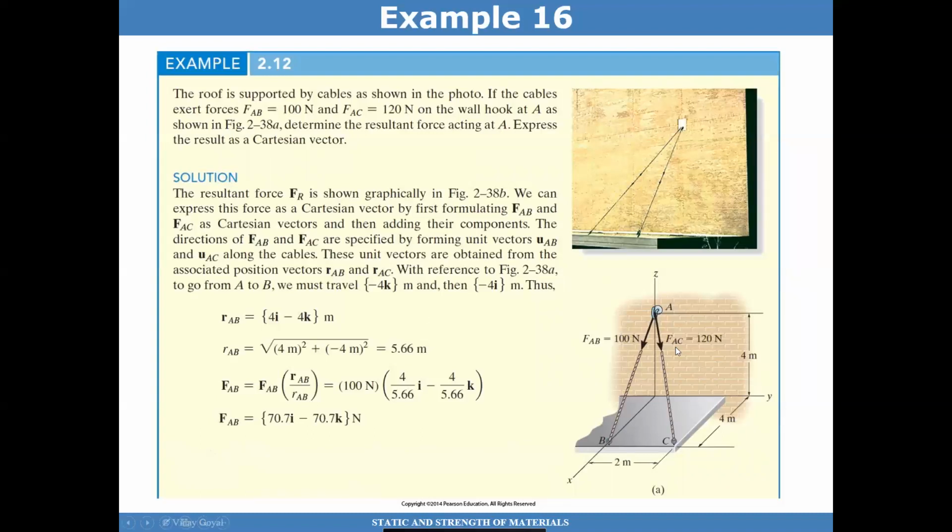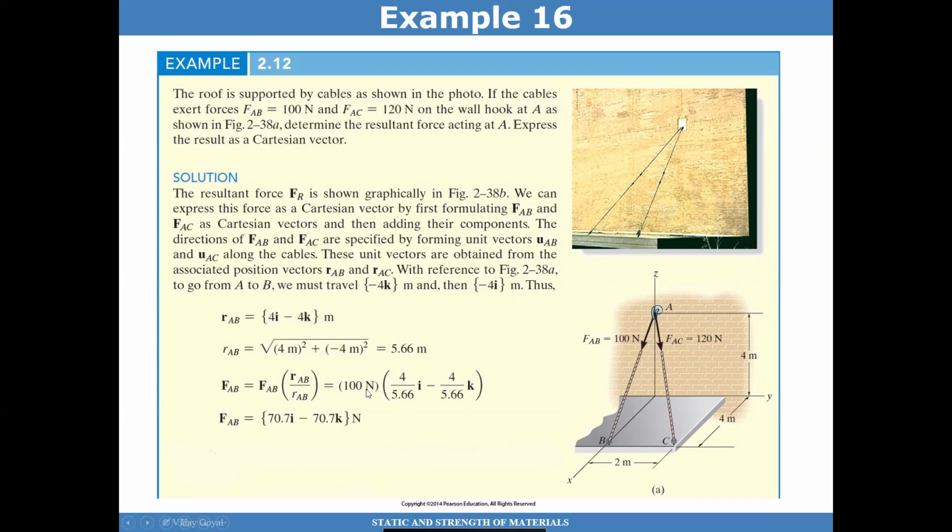It's supported by this hook that's supported by these ropes, AB and AC. You have a force of 100 newtons this way, 120 newtons this way, that's applied to that hook. And the question is to determine the resultant force acting on hook A. It's the same process. Again, you want to determine your origin, then find these coordinates, and these coordinates. Find the vector that goes from point A to point B, point A to point C. Again, that's pure geometry. You can determine that unit vector to be this one right here.